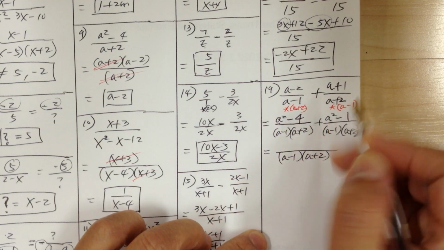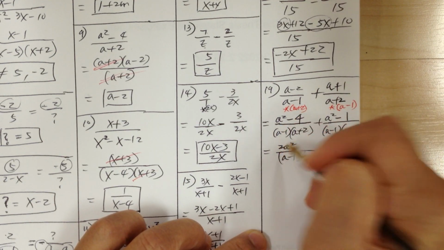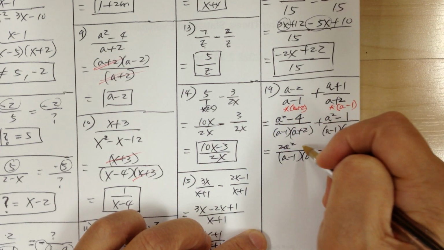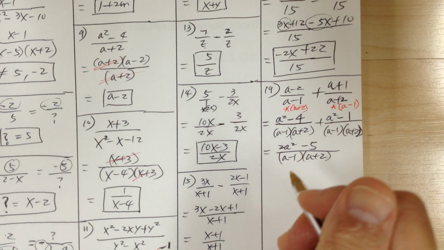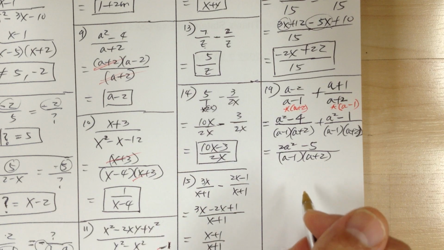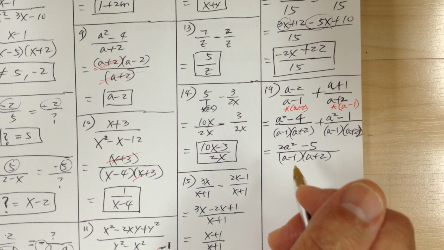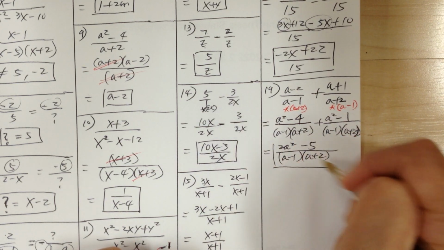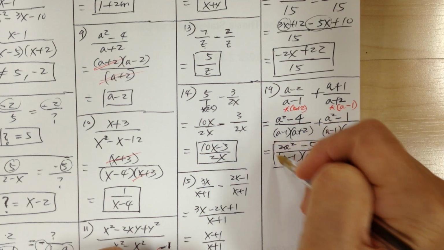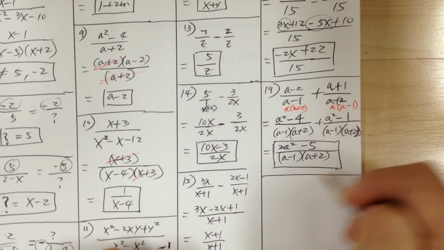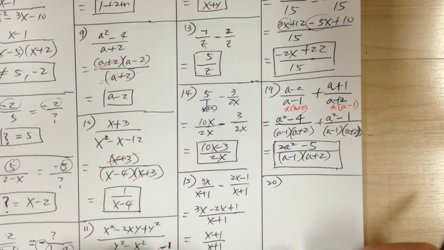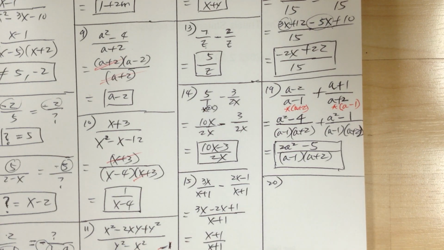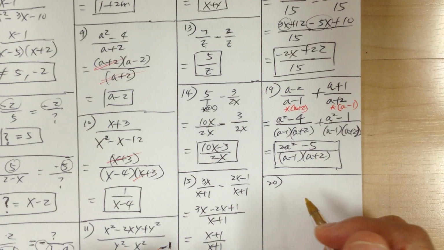So a squared plus a squared is 2a squared. Negative 4 plus negative 1 is minus 5. And check for factoring. This one you cannot factor anything, and so that's all you can do. Okay, next one, number 20.